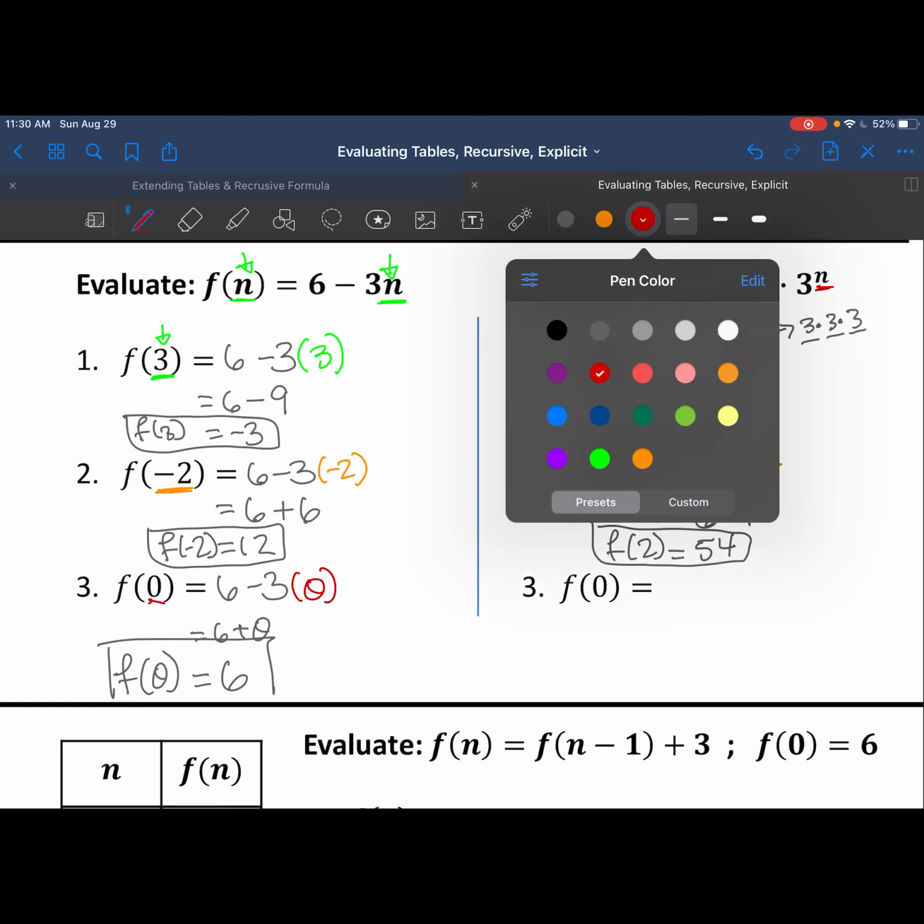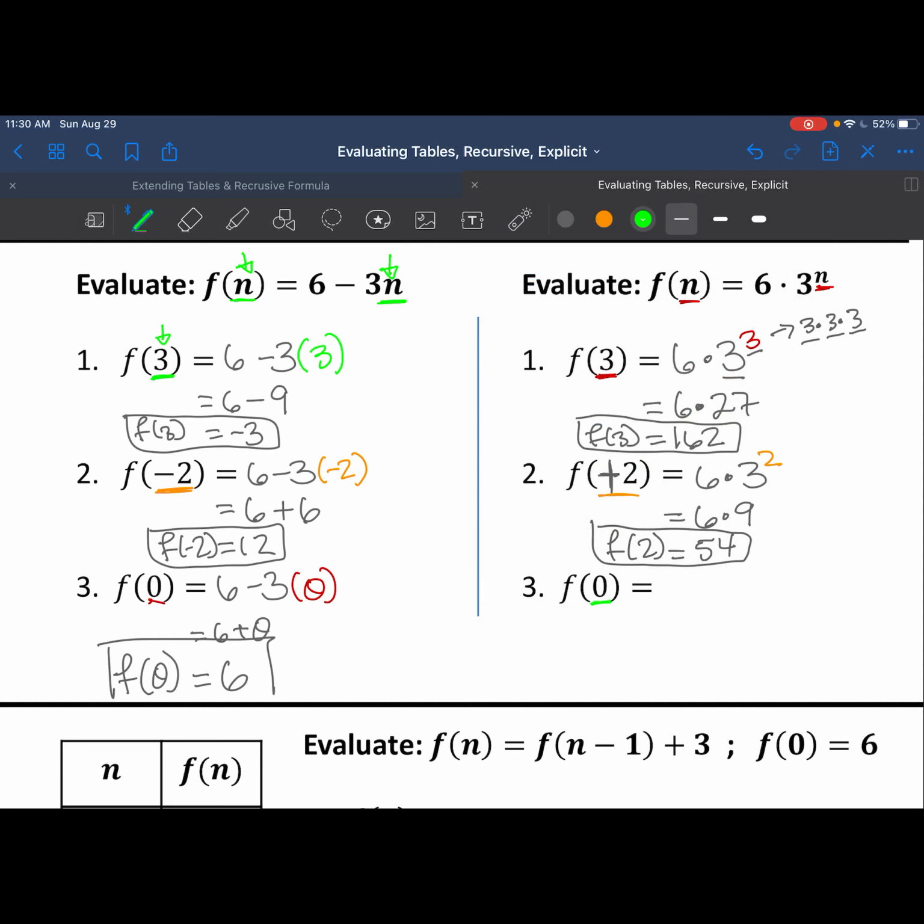Next up we have f of 0. So this means 6 times 3 raised to the 0 power. Anything raised to the 0 power is 1. Don't believe me? Check your calculator. So 6 times 1 equals 6. So f of 0 equals 6.